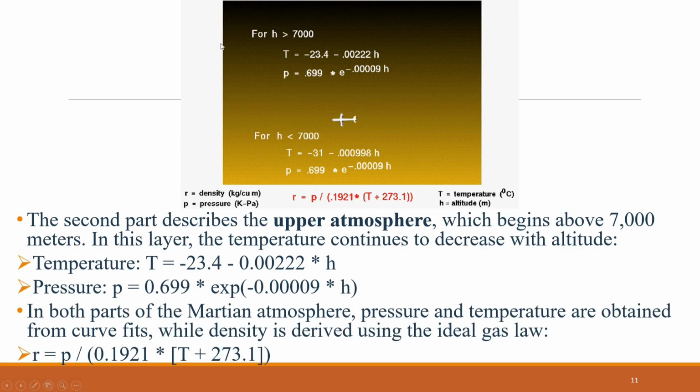The second part describes the upper atmosphere, which begins above 7,000 meters. In this layer, the temperature continues to decrease with altitude.